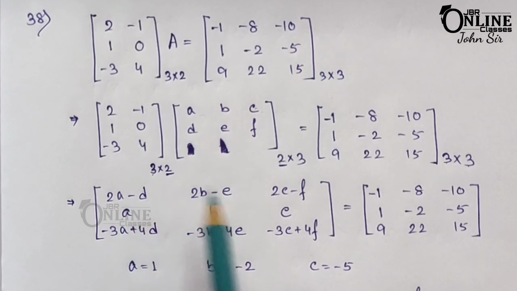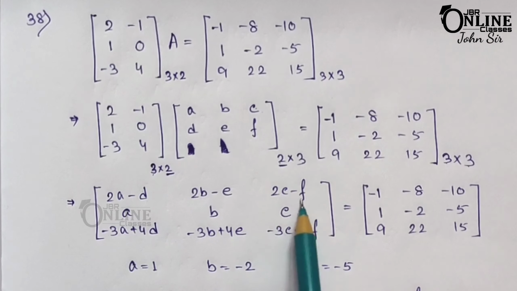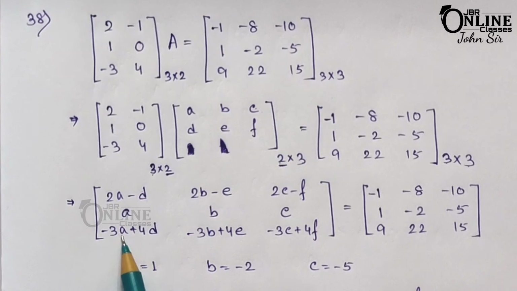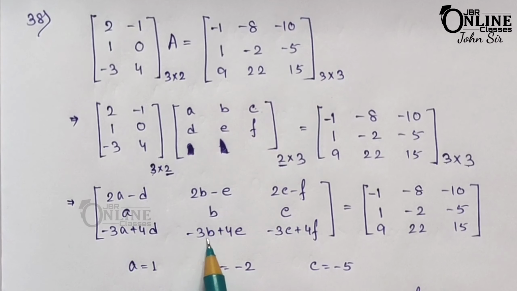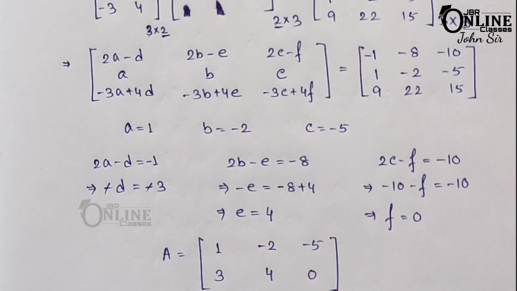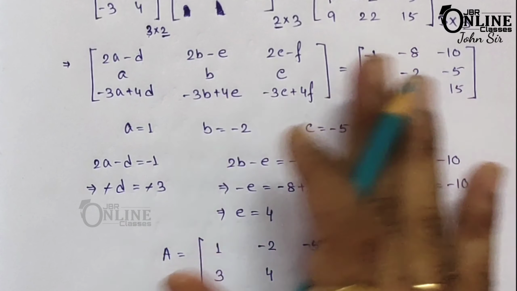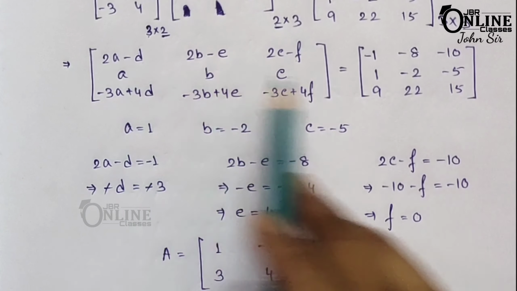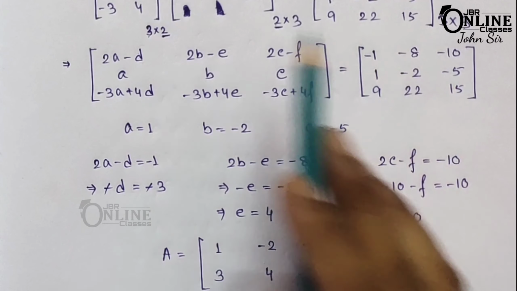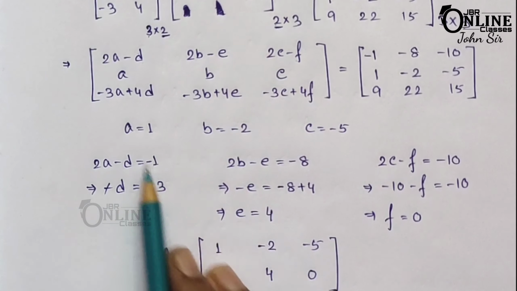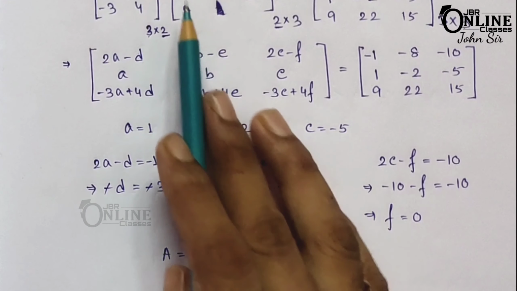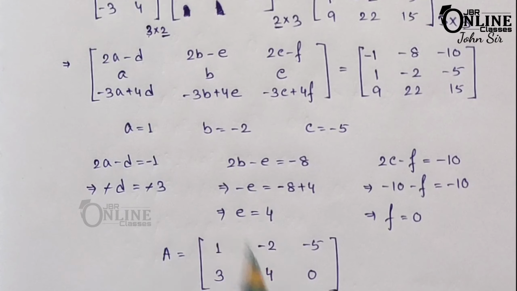So 2A minus D, 2B minus E, 2C minus F. Similarly, A, B, C, the next one minus 3A plus 4D, minus 3B plus 4E, minus 3C plus 4F. Now if you compare these two matrices, so here A equal to 1, B equal to minus 2, C equal to minus 5. That means you get the value of the first row. Now you have to find out D, E, F.